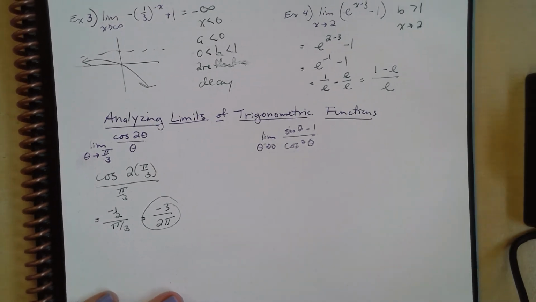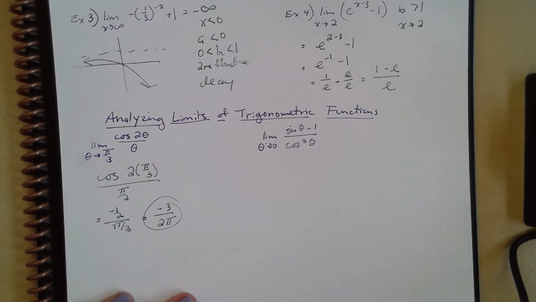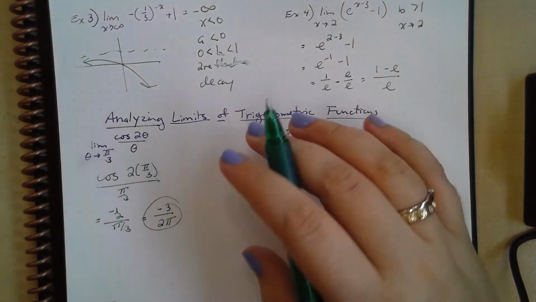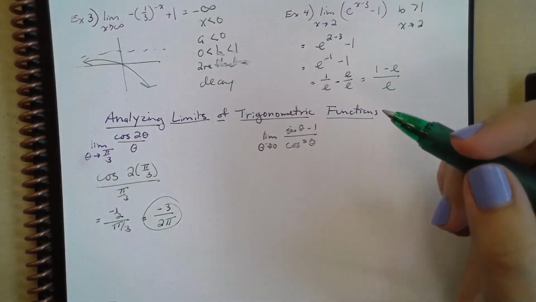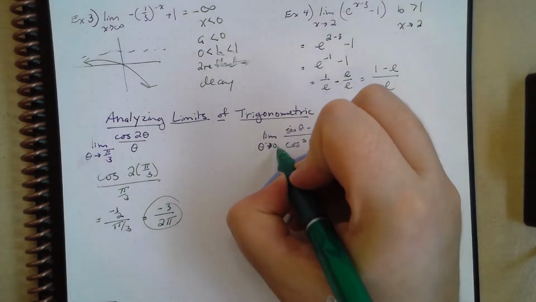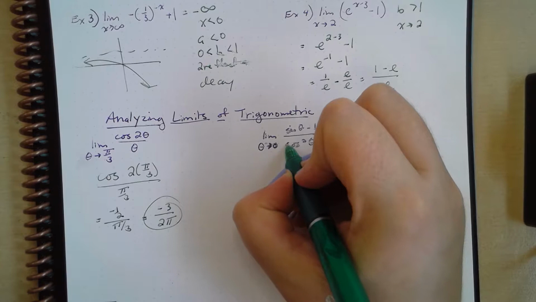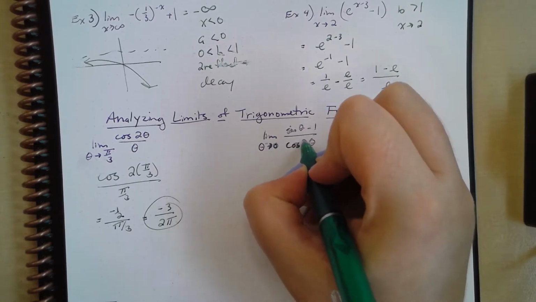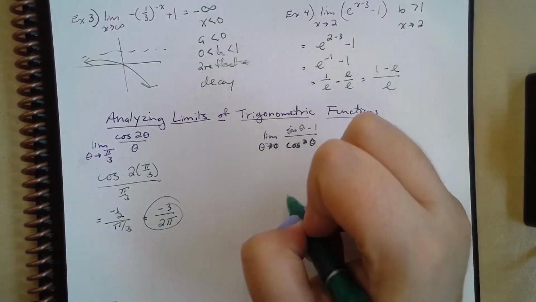What about here? We've got our limit of sine of theta minus 1 over cosine squared of theta. And it's hard to see here, but this is going towards 0. Looks like I smudged it earlier when I wrote this. So let's just do some direct substitution.